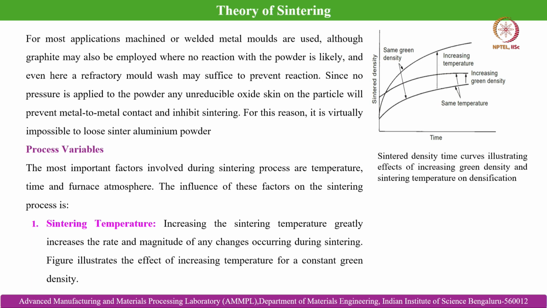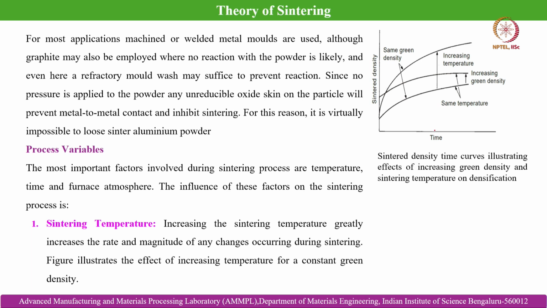Increasing the sintering temperature greatly increases the rate and magnitude of any changes occurring during sintering. The effect of sintering temperature for a constant green density you can understand from this figure. For the same temperature, if we increase the time, then we can get higher density. You can also understand it the other way around: if we start with the same green density, then at a higher temperature we can get higher sintered density.